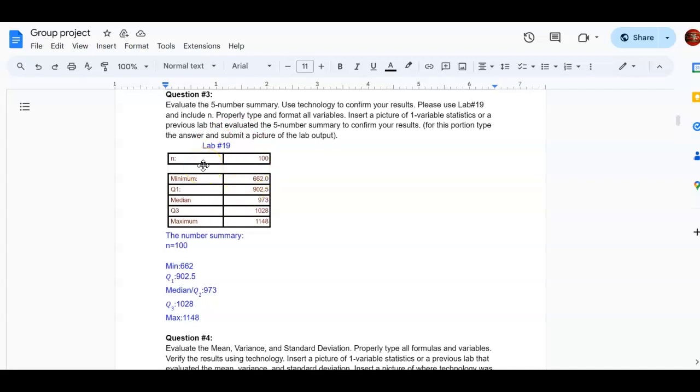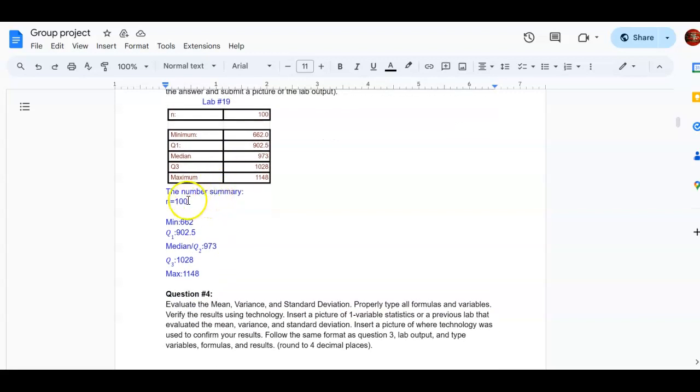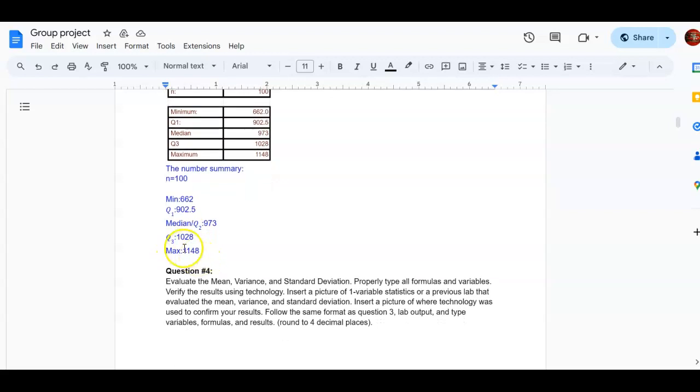Here, for question 3, we used StatCrunch for our 5-number summary, which we ended up with the output of n equals 100. Our minimum was 662, Q1 was 902.5. Our median was 973, Q3 was 1028, and our max was 1148.